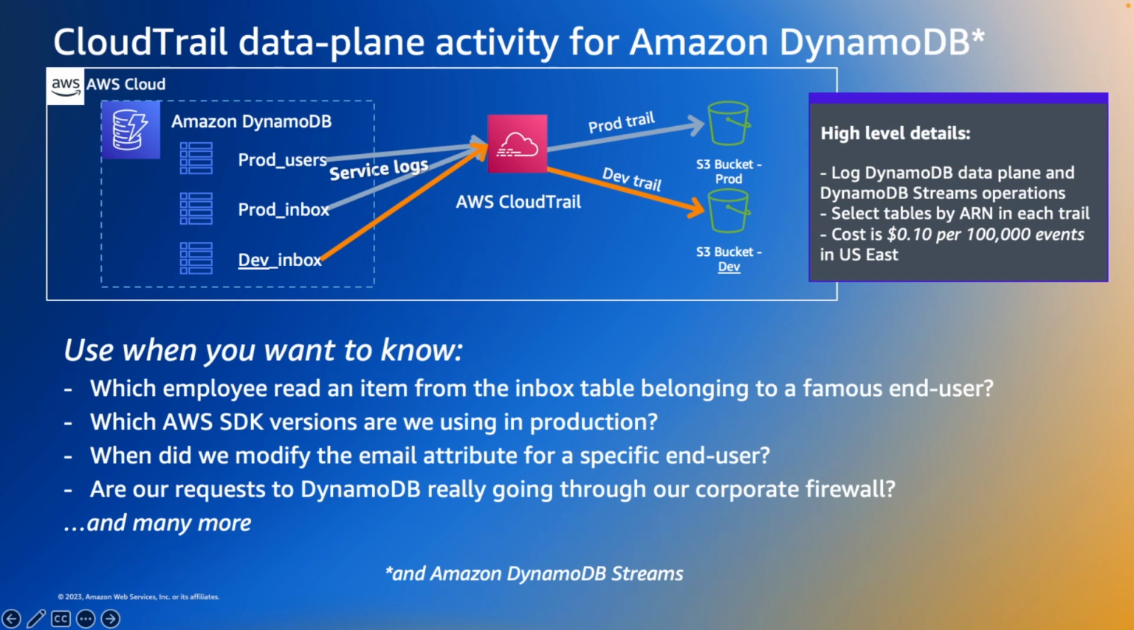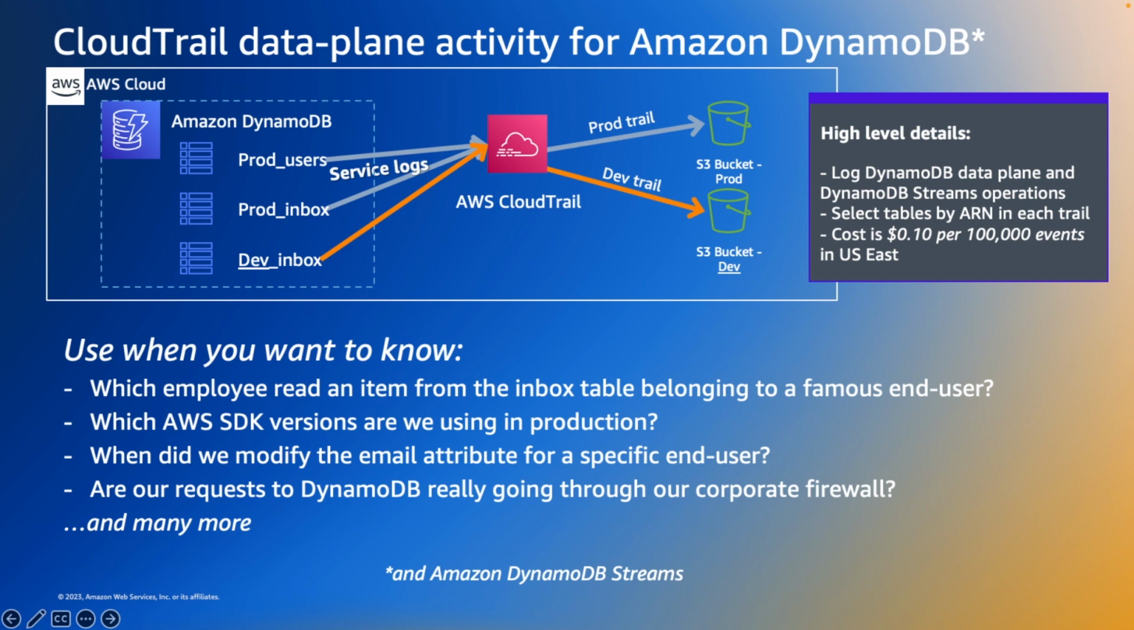Now, when we talk to customers, we hear things like, I want to know if someone is accessing this DynamoDB table from outside of our IP range. For example, an employee might want to read an item from a table belonging to a famous end user. Sometimes these DynamoDB tables have important information, such as credit card information or encrypted credentials. So we want to be able to know if there are any modifications, any get items, or so on. DynamoDB supports logging of data plane activity using CloudTrail and DynamoDB streams for that matter.